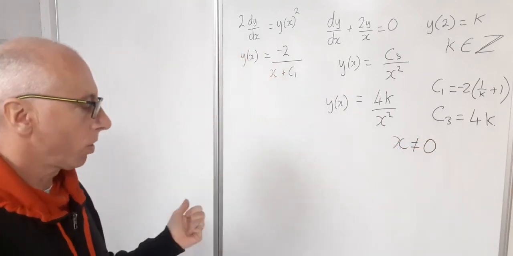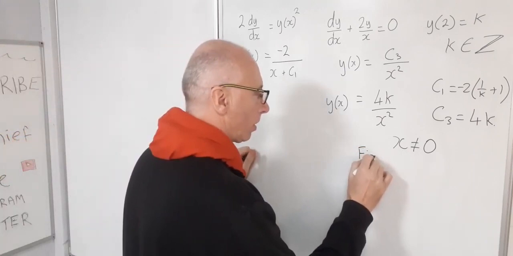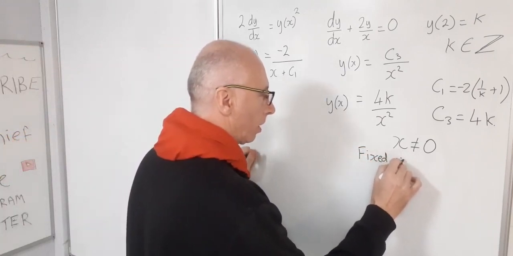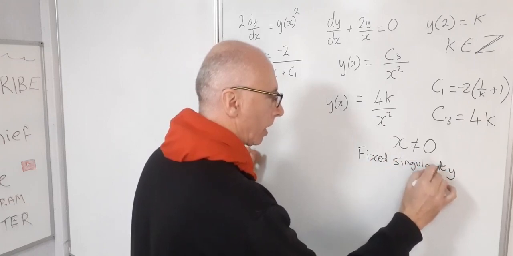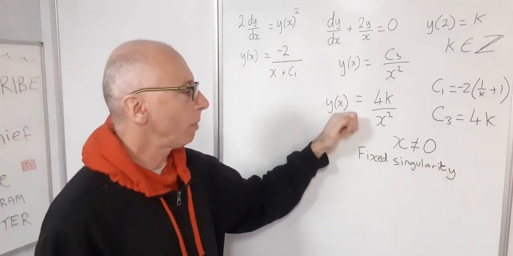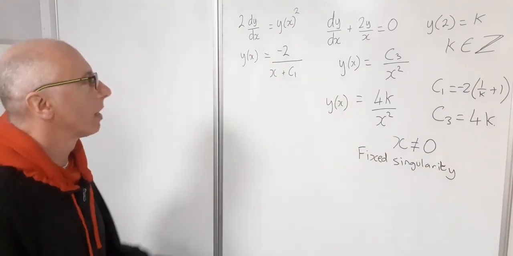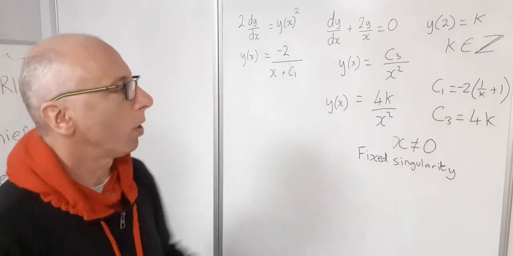So this is what's called a fixed singularity. So any value of k will not affect where the singularity is. So that's what makes this one a fixed singularity. Now what about this one? Let's plug in my C1 here.